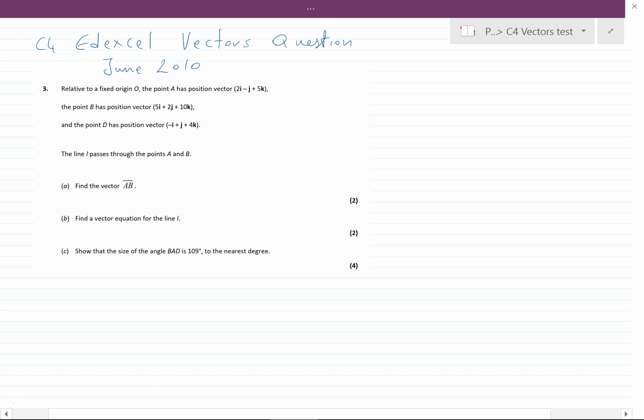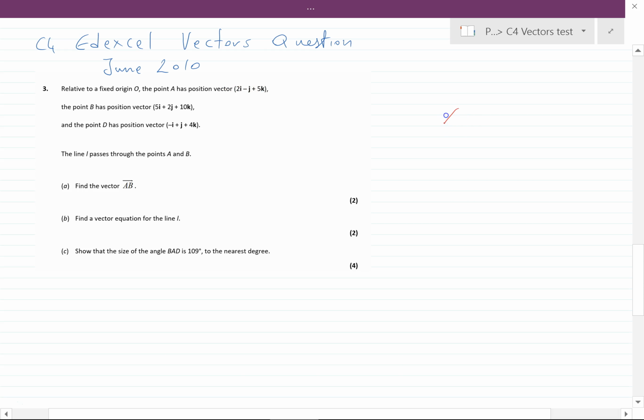Right, we're going to do the last question from the South Downs College vectors test that we did in 2018, which actually the main was from June 2010 at Edexcel. Now, first bit we've got fairly a gift really.